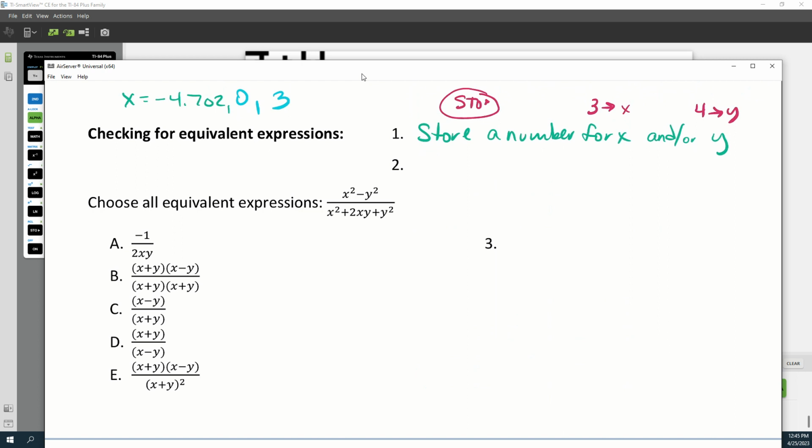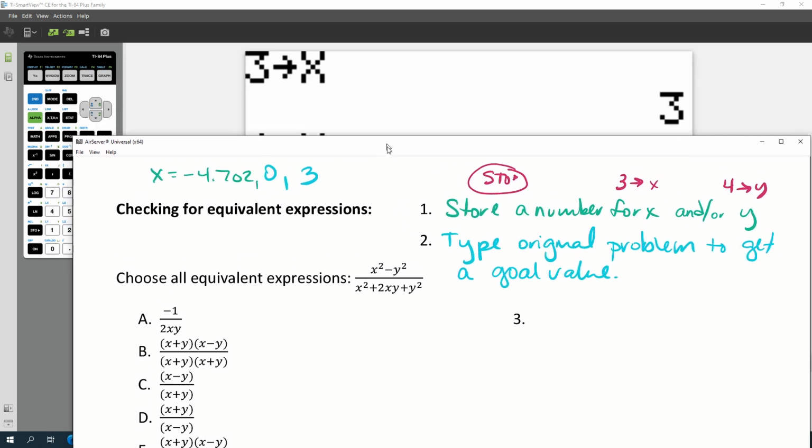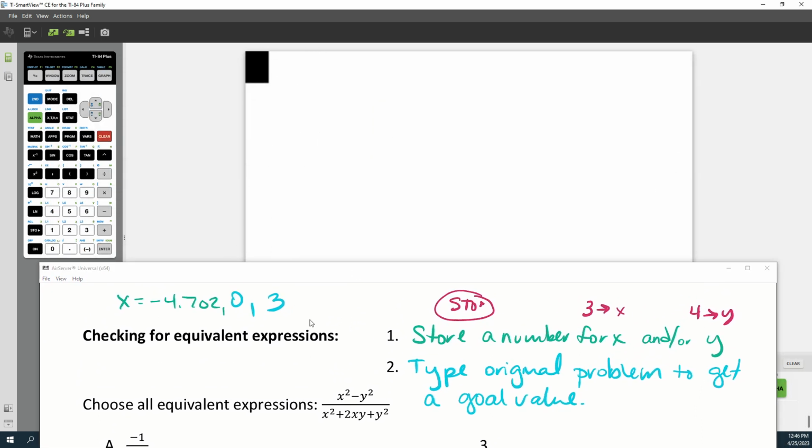Okay, so after you get that stored in, then we're going to type the original problem to get a goal value. So I'm going to type this just like it looks. So I'm going to get a fraction bar by doing alpha y equals, and then I'm going to do x squared minus y squared over the denominator.